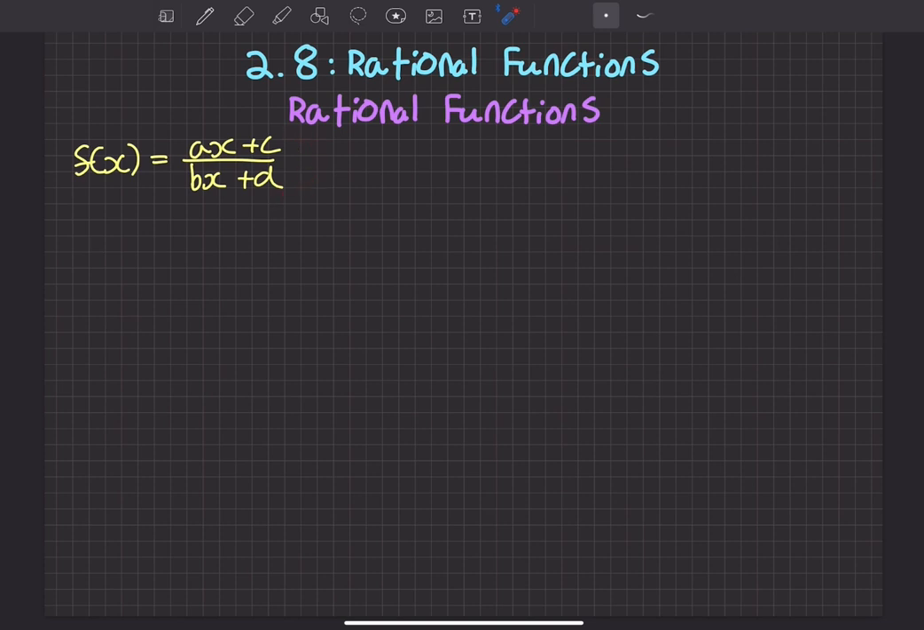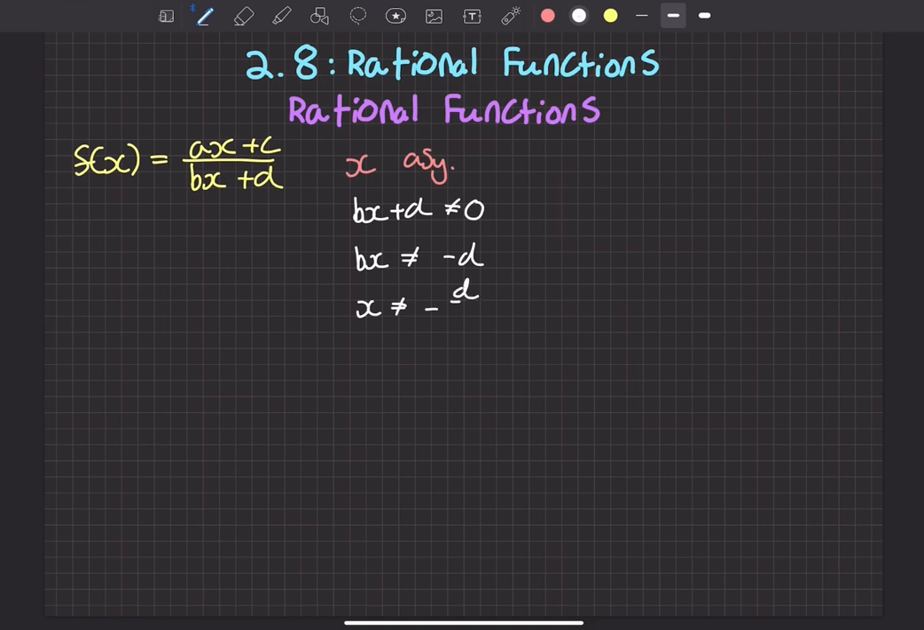And when we said in reciprocals, the top is always 1, here it's not 1 anymore. Here it's a linear function. So what differences are we going to see now? First, let's look for the x asymptote, right? And the x asymptote, as we know, is when the bottom equals 0, because you can't divide by 0. So bx plus d cannot be 0, right? And you can just rearrange this, so bx cannot be minus d, and x cannot be minus d over b.